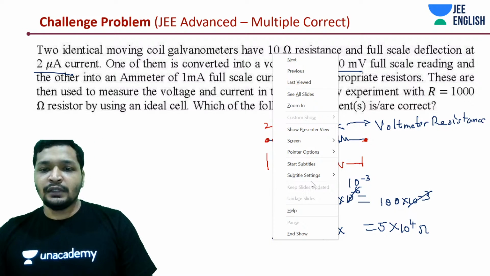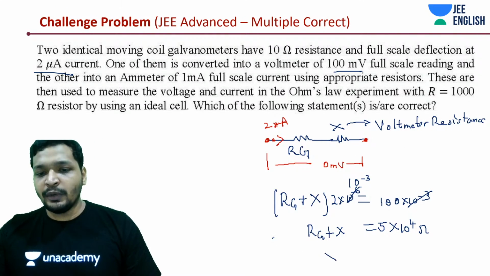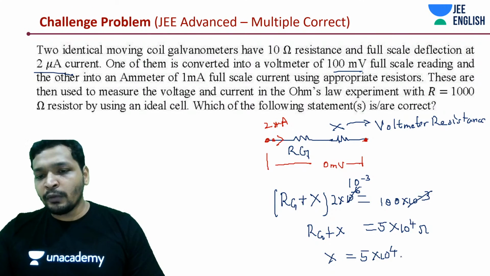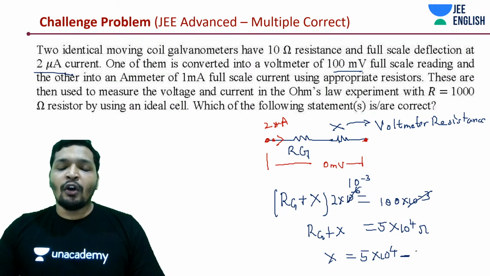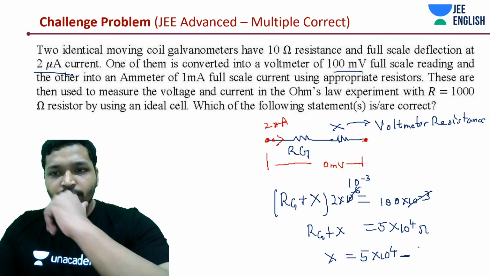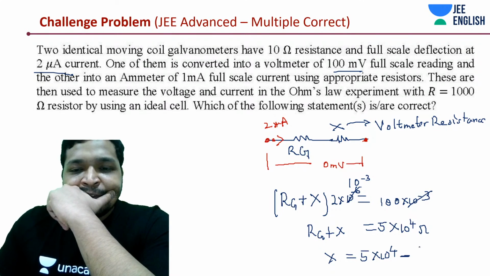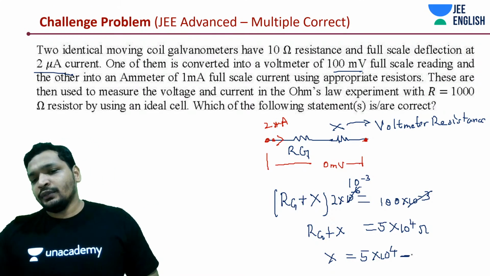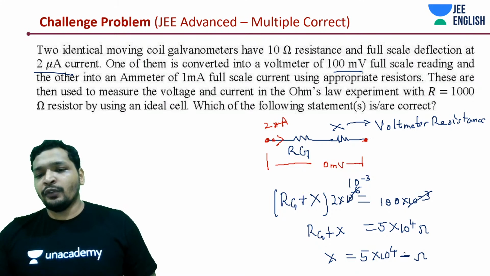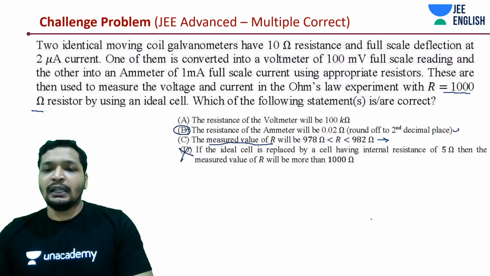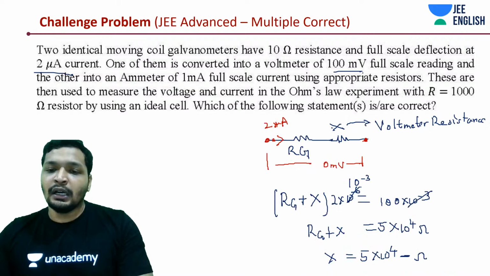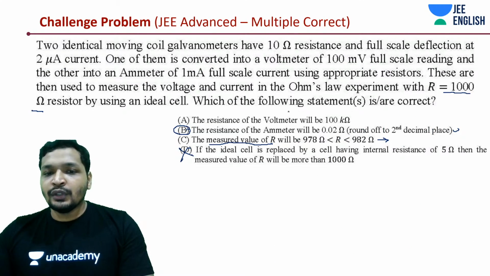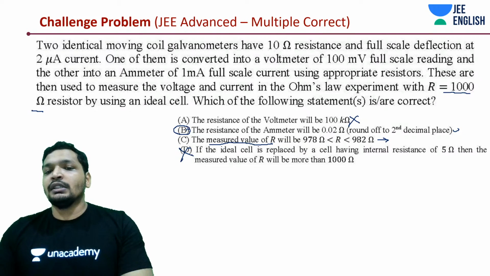Option A is false. So your X is basically how much? We need this value 500 into the power 4 minus how much is that? 10 ohms. So basically approximately 500 into the power 4 ohms only. Let's keep it as 500 into the power 4 ohms, but it's minus 10. That does not change anything. It should have been 50 kilo ohms, but the answer given to you is 100 kilo ohms. So A is wrong.